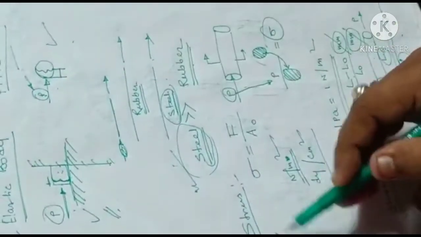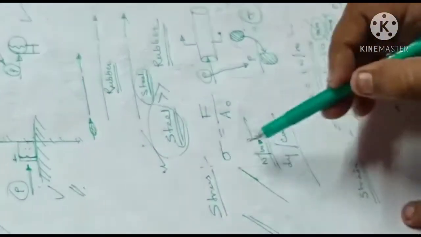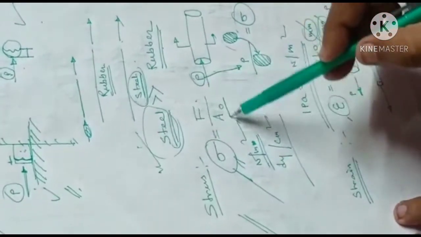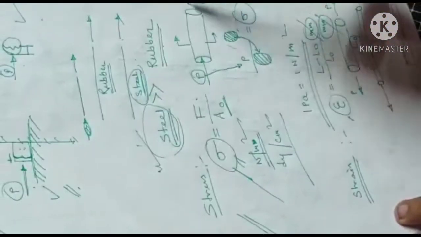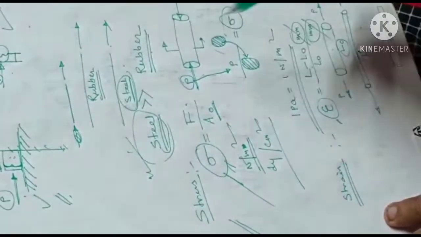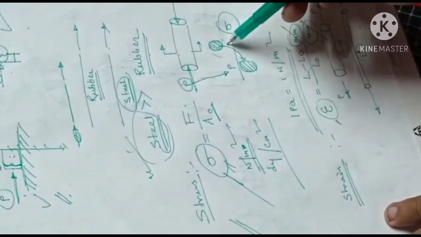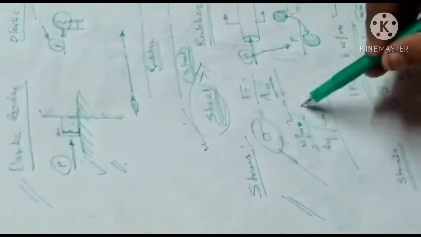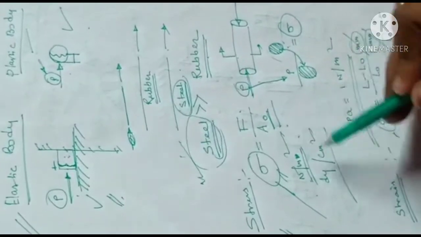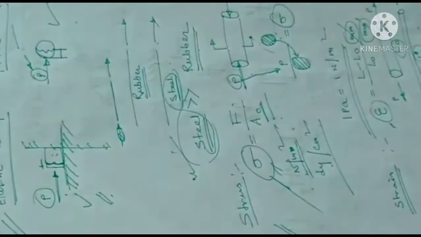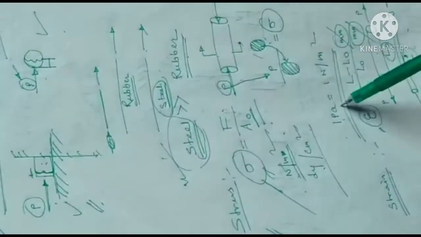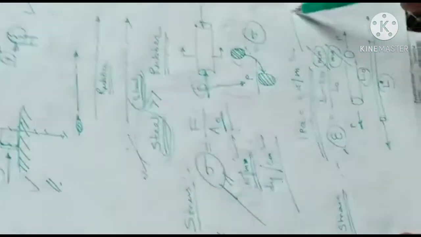Okay, now we will explain stress. What is stress? Stress is denoted as sigma. It is force divided by cross sectional area, where P is the force applied. You can see force by cross sectional area is known as stress, and the unit is Newton per meter square in SI units and dyne per centimeter square in CGS units. The universal unit for stress is Pascal. 1 Pascal equals 1 Newton per meter square.